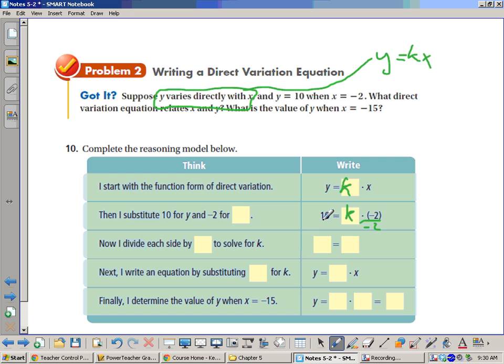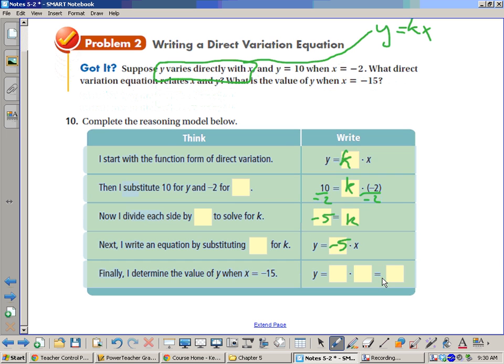So we're going to divide by -2, okay? And we end up with k equals -5. So that's your equation. y equals -5x. We can now use it to help find, when x equals -15, I apologize, what we get for an answer. So -5 times -15 is going to give us 75. So when x equals -15, y equals 75. And that's your answer. Okay.